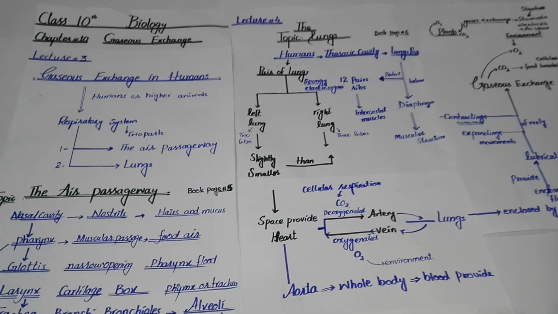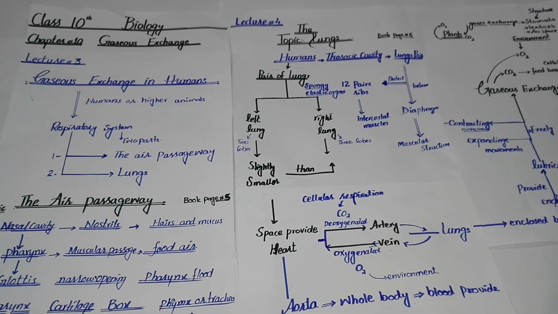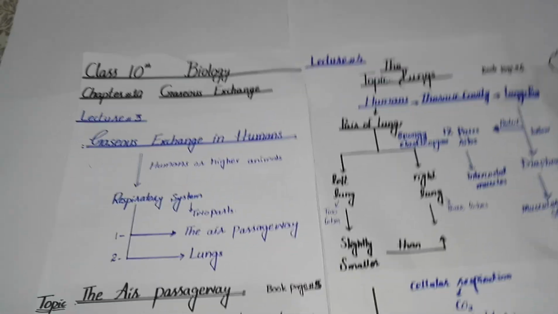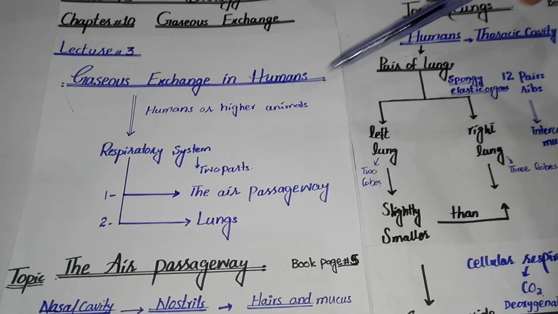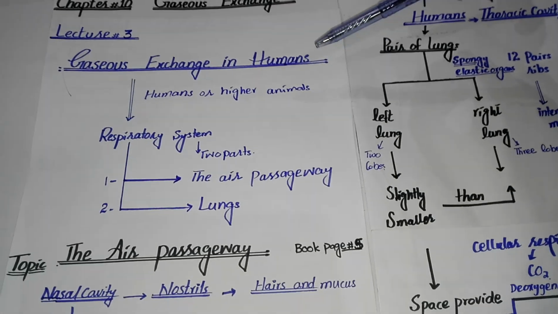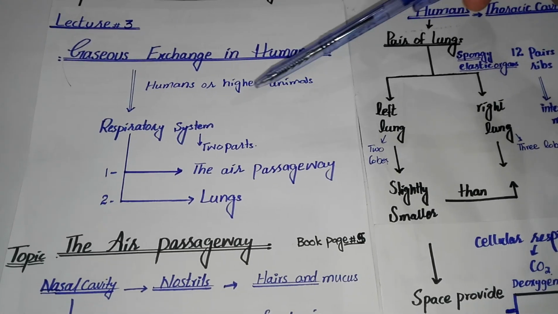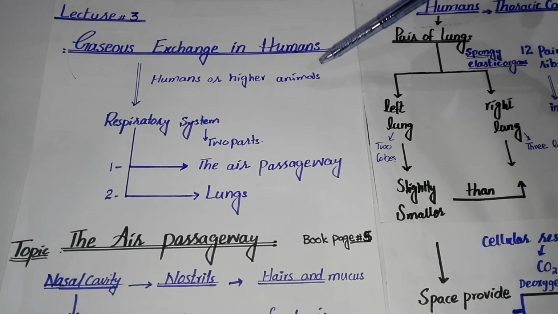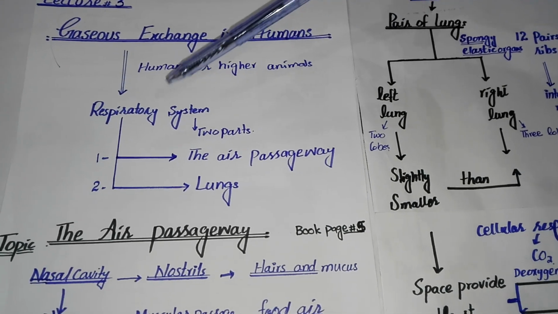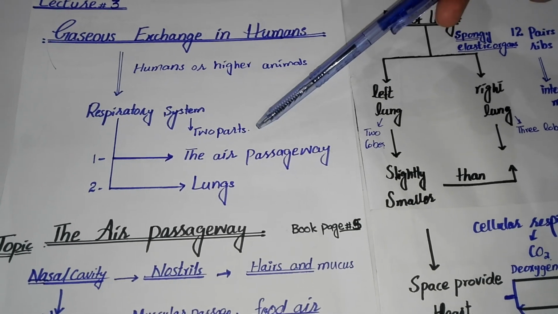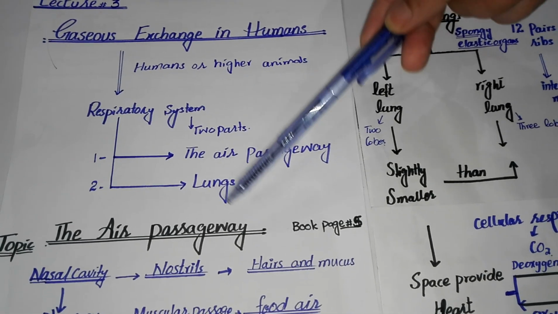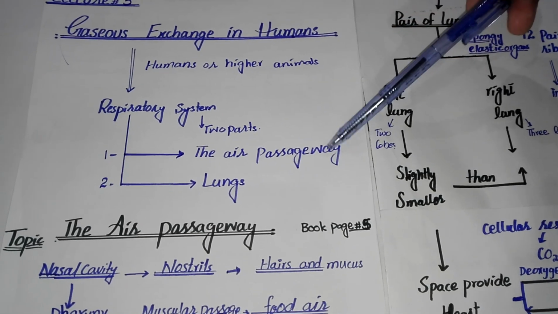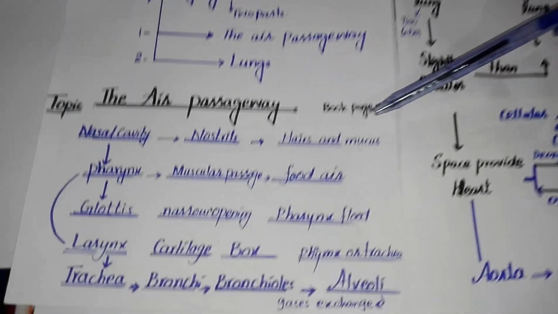As you know students, we have started class 10th biology chapter number 10, gaseous exchange. In the previous lecture we discussed the gaseous exchange in humans and saw how it takes place. We saw the respiratory system that is present in humans for the gaseous exchange. That respiratory system contains two parts, the air passageway and the lungs. In the previous lecture we discussed the air passageway in detail and saw it contains some parts.